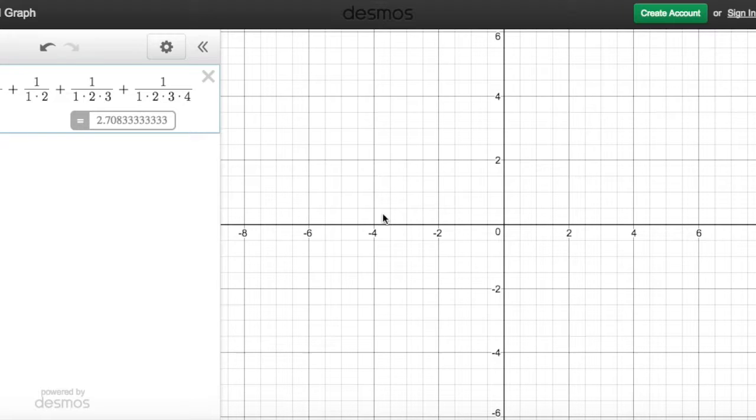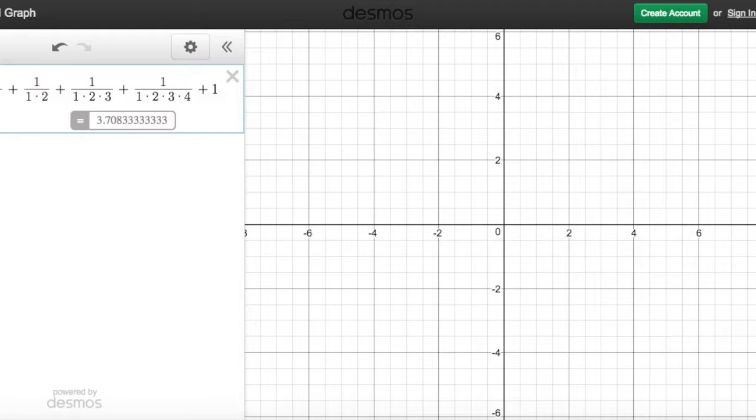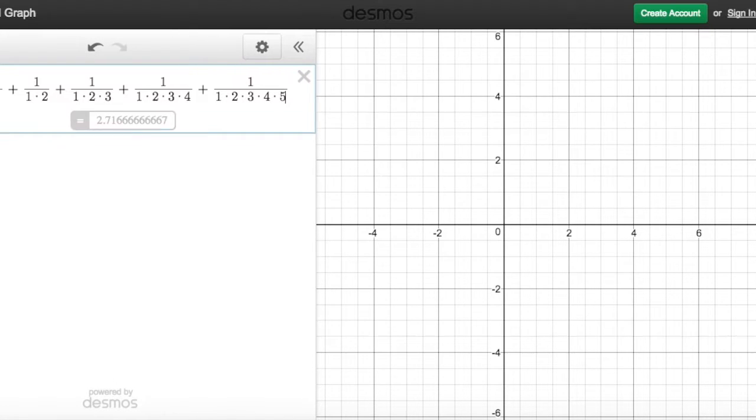and then add 1 over 1 times 2, 1 over 1 times 2 times 3, and notice what happens. We're going to keep doing that. I'm going to use Desmos because I can add on to an expression really easily. I just type the 1 and then the divide button, 1, and to get the times, that's a little star or shift 8, times 2 times 3 times 4 times 5, and what do I get?